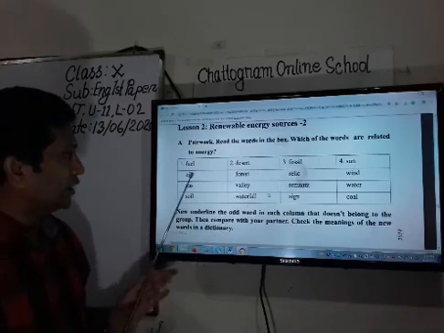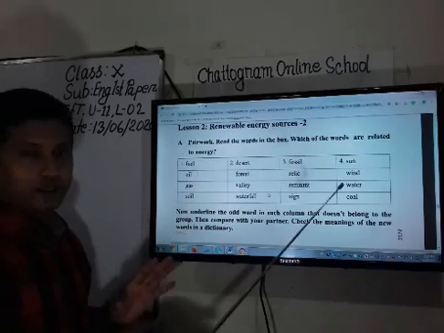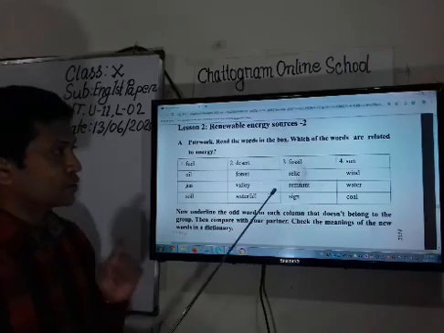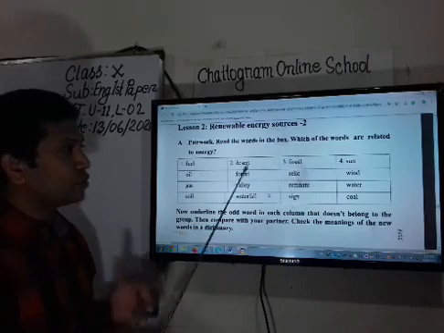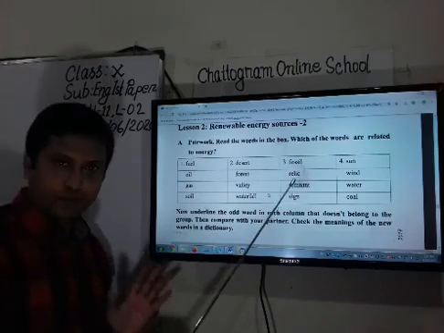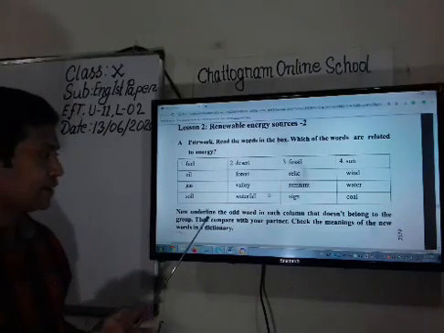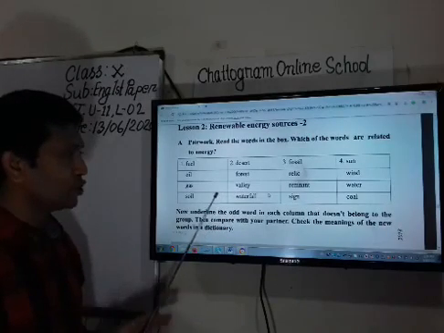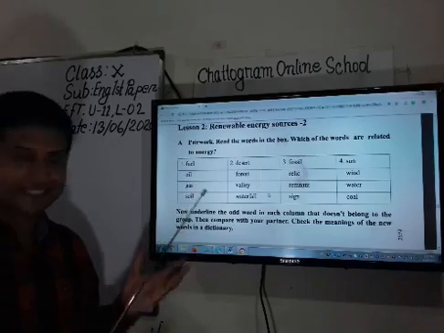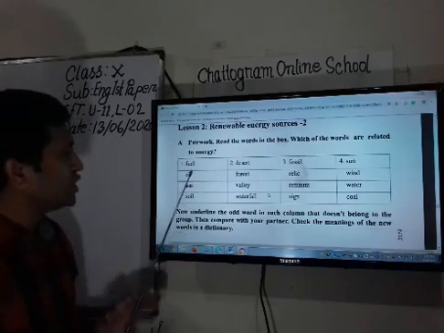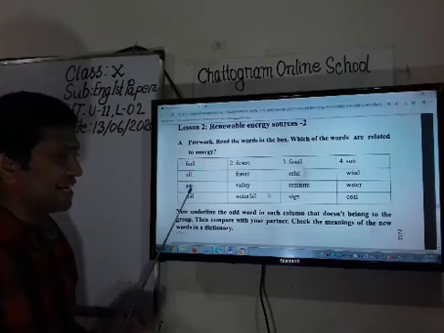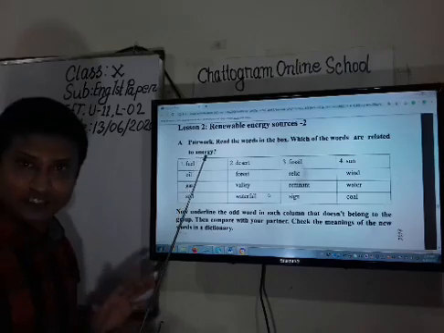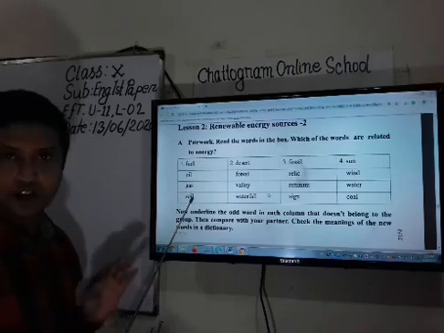There are 4 columns: 1, 2, 3 and 4. The first question here is, which of the words are related to energy? And the second question is, underline the odd word in each column that doesn't belong to the group. So let's get started. Number 1, first column: fuel, oil, gas. All of these are connected with energy. That means soil is not connected.